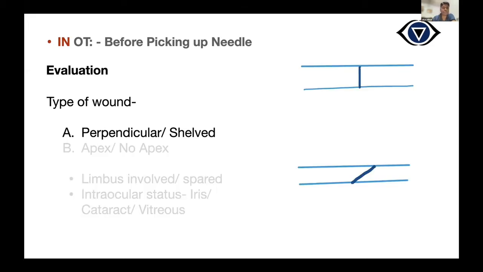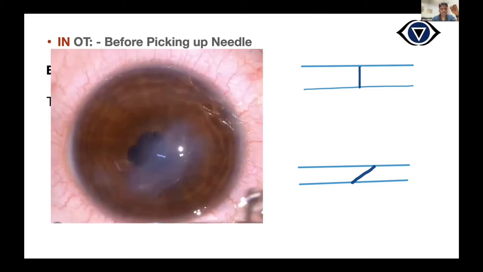So perpendicular or shelved: if there is an entry wound and the exit wound is at 90 degrees, it's a perpendicular wound. Shelved is when it's at an angle. Why we need to know this is that when we are suturing, the sequence of suturing will depend on what kind of wound it is. A perpendicular wound generally needs repair first, so the first suture generally goes at an area where it is a perpendicular wound. It is possible that one area is perpendicular and one area is shelved. So just evaluate what kind of wound it is.